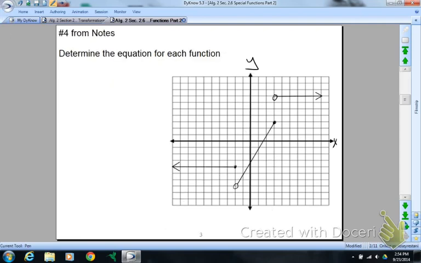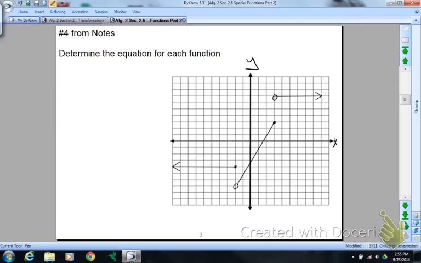Okay, this is from number 4 from your notes. There's graphs. Now we're going to have to go backwards. You're given the graph, and you have to come up with the equation. So it's a little bit more complicated. We have 3 graphs, and we have to come up with the equation. We're going to look at the first one. I like to start from the far left.